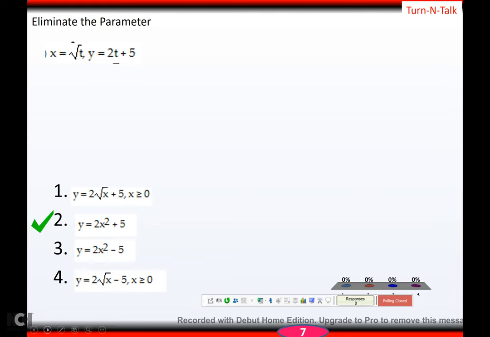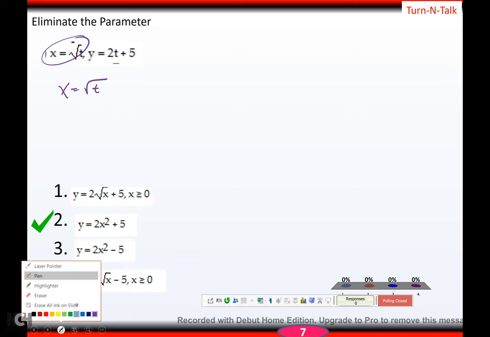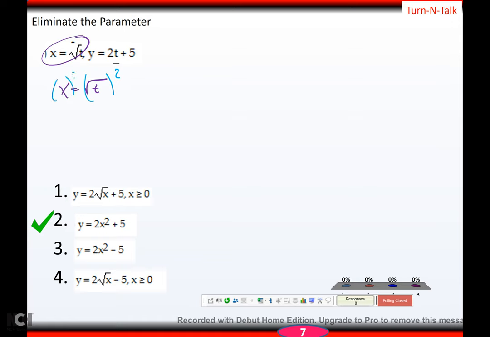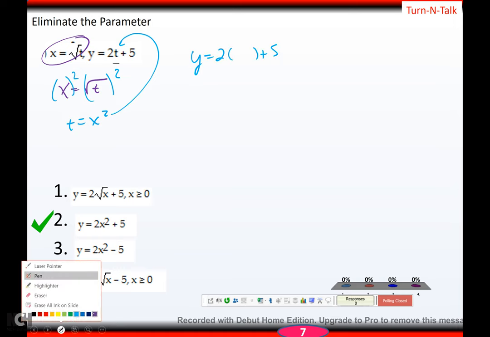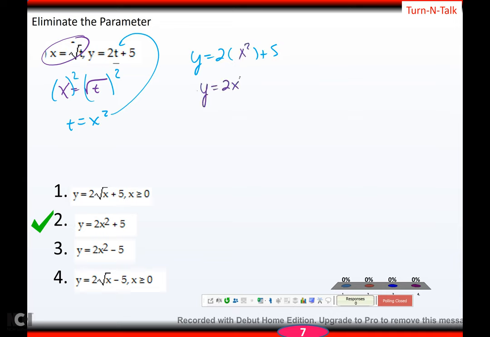And hopefully you got 2. So I picked this one. And to get t alone, I've got to kill the root. So I'm going to square both sides. So t equals x squared. Plug it in here. So y equals 2 times t plus 5. But I found my t is x squared. So I get y equals 2x squared plus 5. There's my rectangular equation for the particle going in this x direction and this y direction.